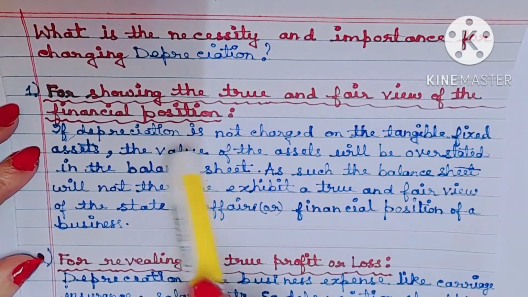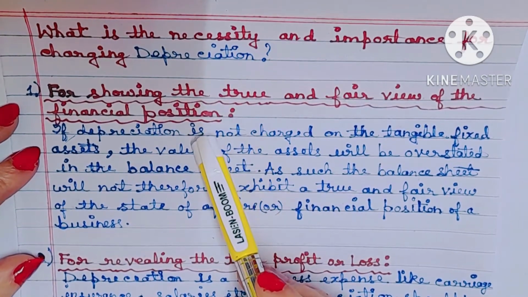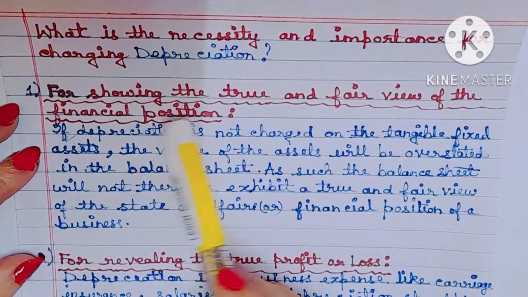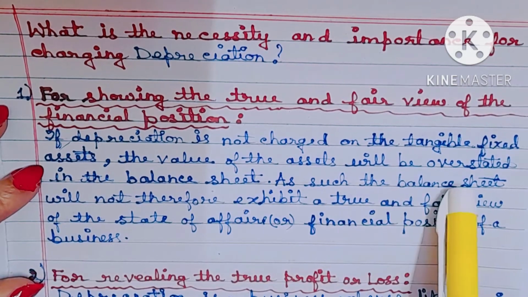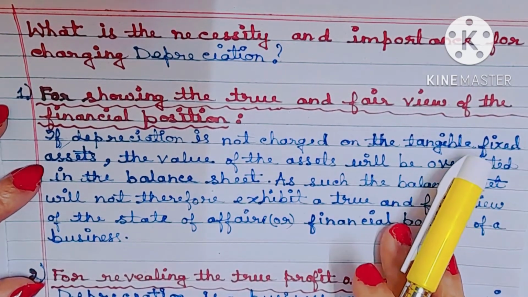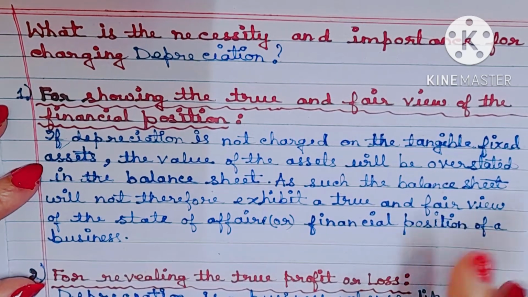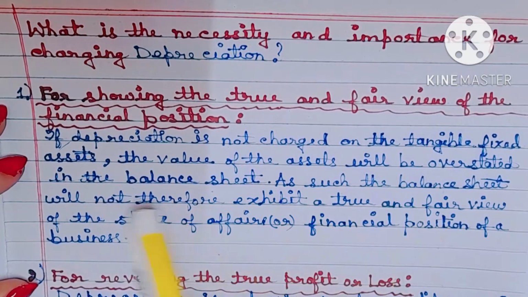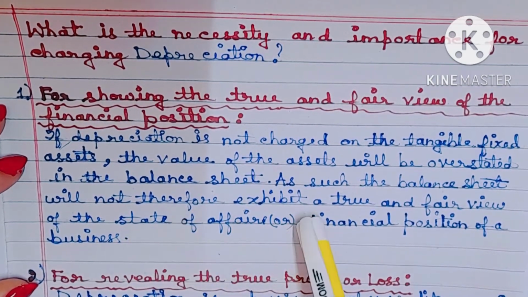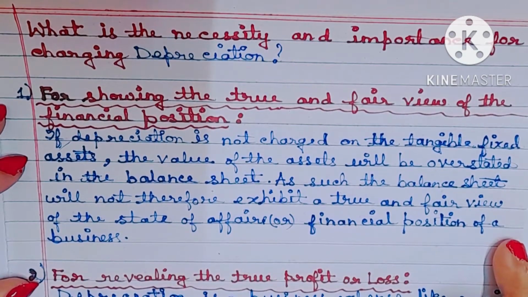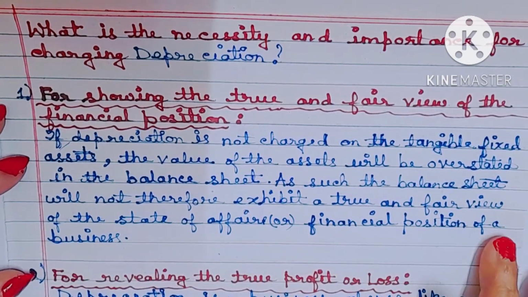Asset will be overstated. For example, if the depreciation is 5,000 and the value of the asset is 50,000, we should have shown the value of the asset as 45,000. কিন্তু তুমি যদি depreciation charge না করো, you will be showing the value of the asset as 50,000. That means the asset will be overstated in the balance sheet, and as such, the balance sheet will not therefore exhibit a true and fair view of the state of affairs or financial position of the business. Business-এর financial position-টা ঠিক দেখানো হচ্ছে না.